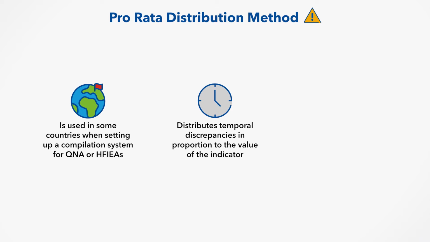This method distributes the temporal discrepancies, that is, the differences between the annual sums of the indicator and the benchmark, in proportion to the value of the indicator in the 4 quarters or 12 months of each year. The pro rata approach produces unacceptable discontinuities from one year to the next, called the step problem, and therefore does not preserve movements in the indicator from the last period of 1 year to the first period of the next.